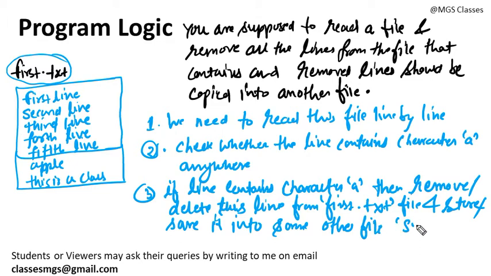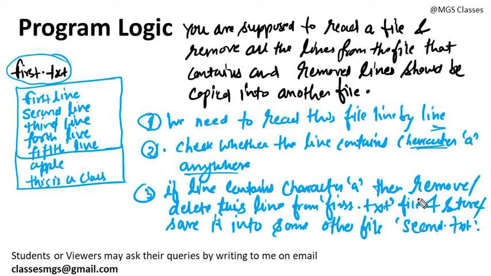Let's say second.txt. Okay, so this is the essential problem. What we need to do, we need to read this file line by line. This is the first step. Then we need to check if any line contains A anywhere.